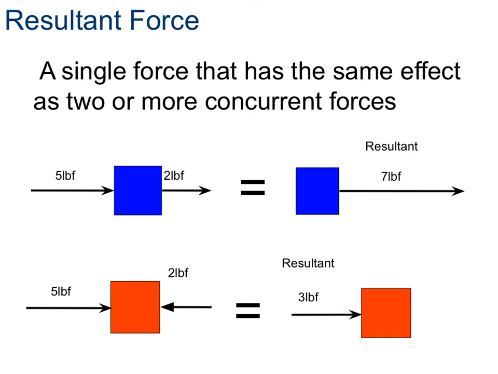Now if we look at this red box, we see 5 pounds going to the right and 2 pounds to the left. So now you and your friend are standing on opposite sides of the box, and you're pushing with 5 pounds of force and they're pushing with 2 pounds of force. Well, you're still going to get a net of 3 pounds of force to the right because they're really not pushing with enough force to overcome you. See how we're just subtracting those values there.